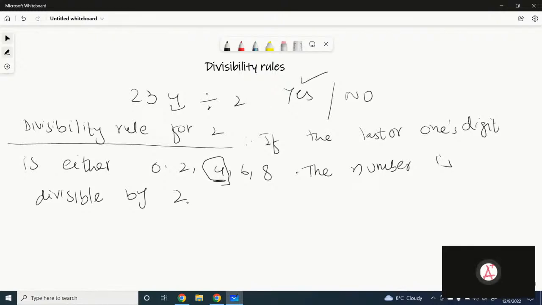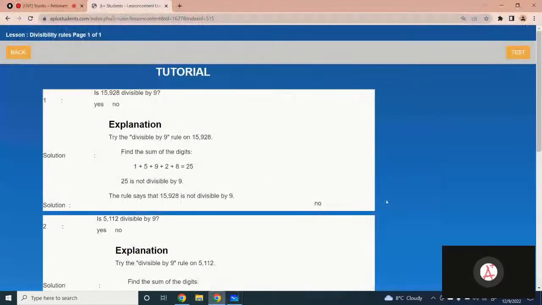Got it? If you know the divisibility rule, you just have to answer yes or no. It is that easy. But you have to keep the divisibility rules in your mind. They are very easy. Just memorize them and use them whenever you have to. Okay, let's start with the test questions.